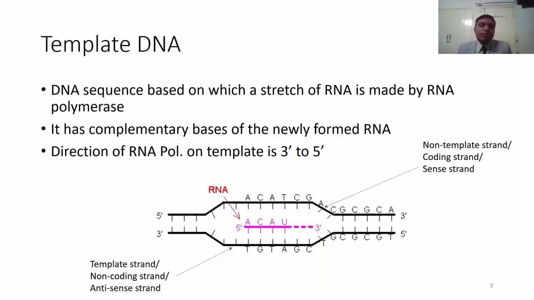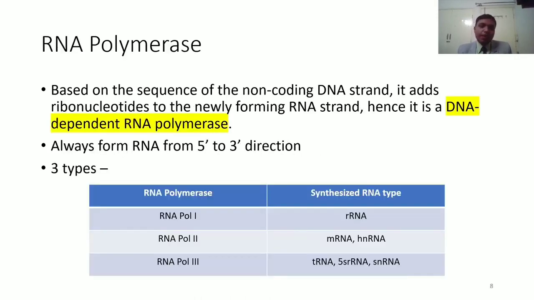Template DNA. What is template DNA? Template DNA is a stretch of DNA based on which an RNA is going to be synthesized. Now, RNA polymerase will bind to one particular portion of the DNA, and it will move through the DNA in its 3' to 5' direction. And this is how the RNA polymerase turns into a productive enzyme to produce RNA. So this is the necessity of template DNA.